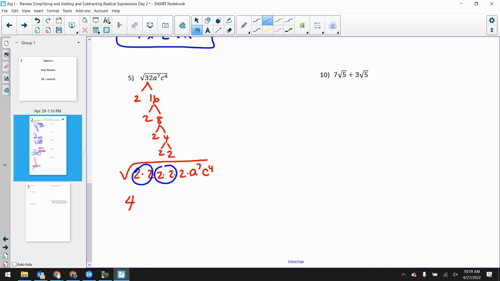Now I'm going to leave some room because it looks like I've got some a's and some c's that need to come out too. How many a's are coming out? 3. 7 divided by 2 is 3.5. And then 1 staying in. A to the 3rd with 1 staying in. How many c's should come out? What's the power on c? 2. C squared. And that's my answer.